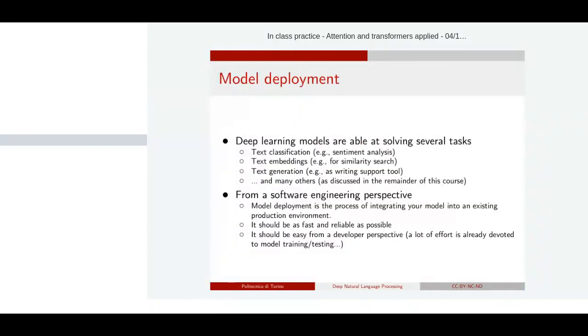So if you have a deep learning model that is able to solve real world tasks such as text classification, similarity search, text generation, and so on, you actually have very high computational requirements. So the deployment of the model in a real product in the real world can be an engineering problem. When you deploy this model, it should be fast and reliable, and it should be easy to use from a developer perspective.